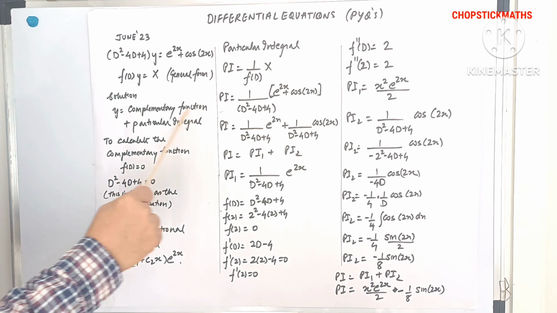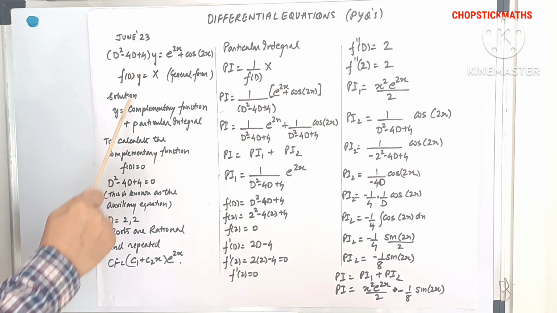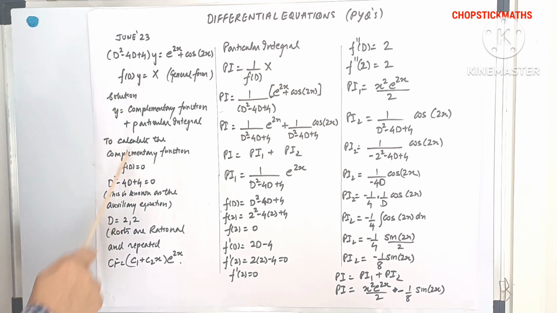So let us first calculate the complementary function. To calculate the complementary function, equate f(D) = 0. That is, D² − 4D + 4 = 0, and this is known as the auxiliary equation. On solving, we get the roots of this auxiliary equation are D = 2, 2. Now the roots are rational and repeated, so the complementary function will be (c1 + c2x)e^(2x).